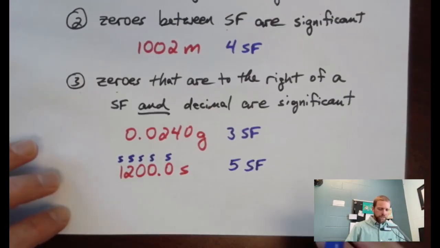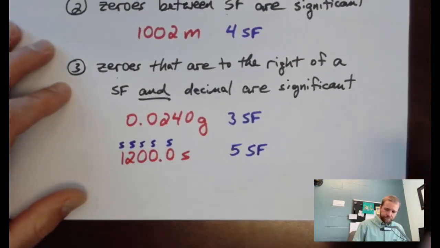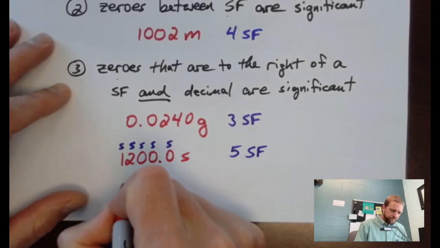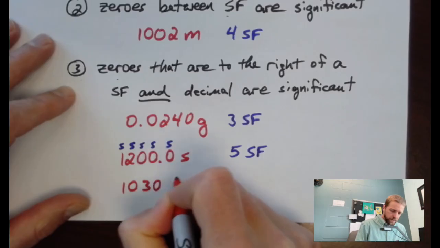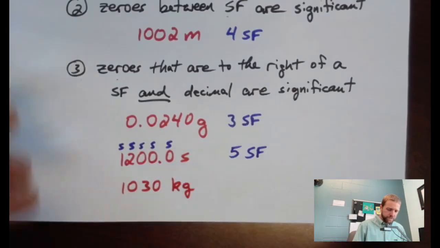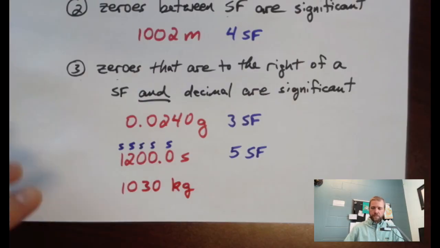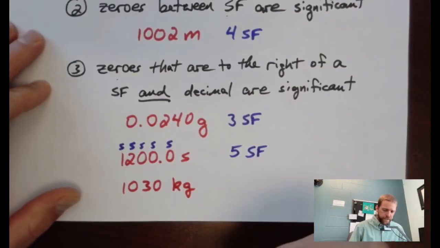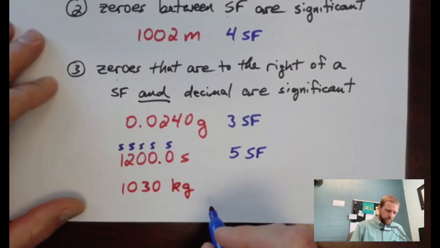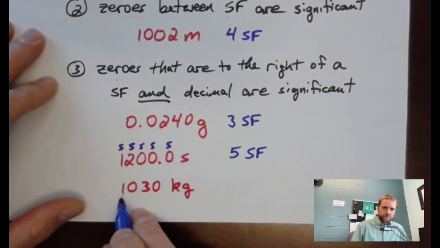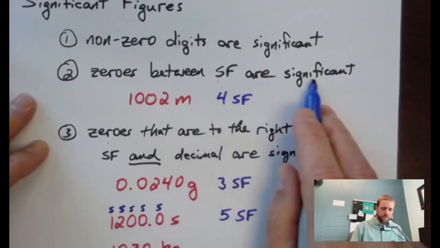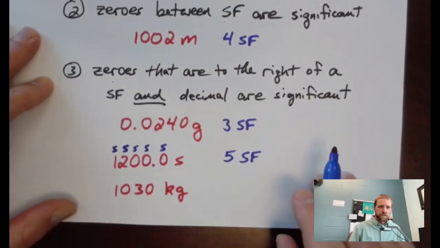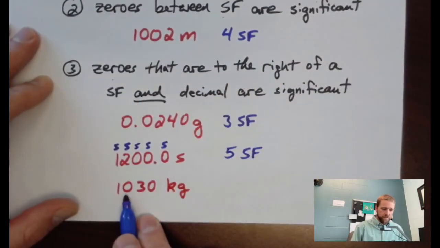All right, let's look at one more example. Let's look at the measurement 1,030 kilograms. All right, how many significant figures are there in this measurement? Well, we know that the 1 is significant and the 3 is significant. That means that this 0, based on Rule 2, zeros between significant figures are significant. This 0 is also significant.